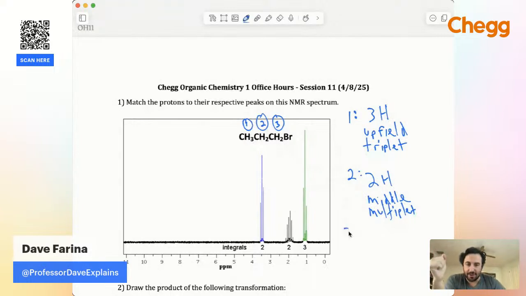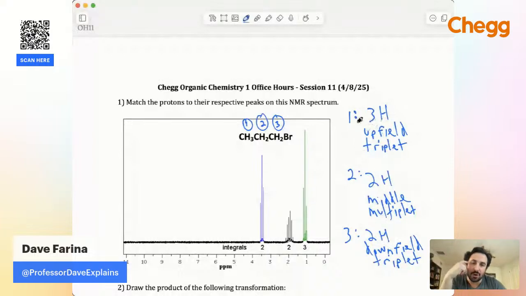And then number 3 there is again going to be integrated to 2. And we should see that the most downfield because it is the closest to the bromine atom. And that should be a triplet as well, right? Because these 2 protons see these 2 protons next door. That is a triplet. And so now it's time to make our assignments.